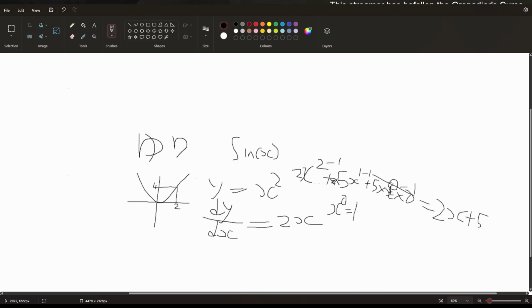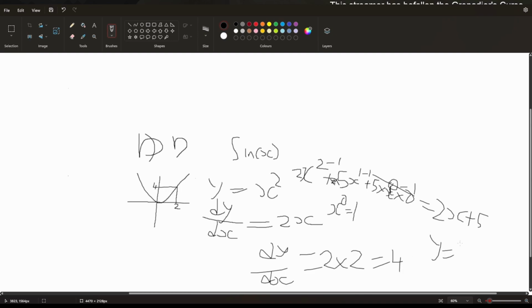And what does it give you? That gives you the gradient at a point. So on the curve x squared, if we want the gradient at the point 2, 4, you just slam it in there. dy by dx equals 2 times 2. So the gradient equals 4.